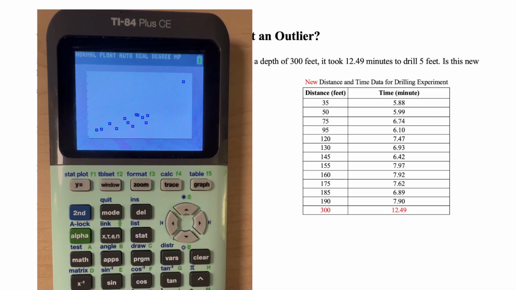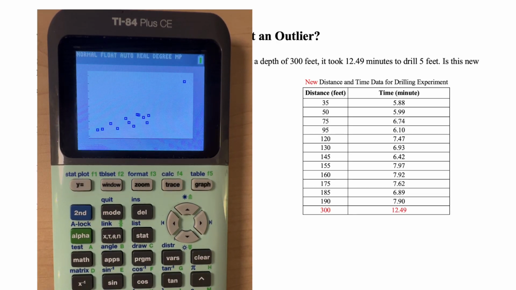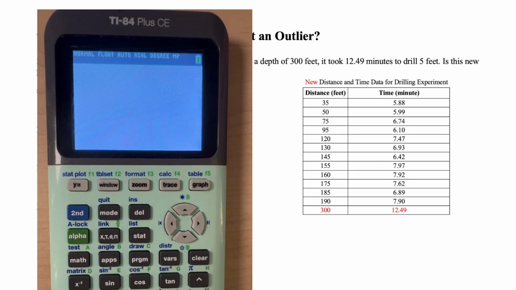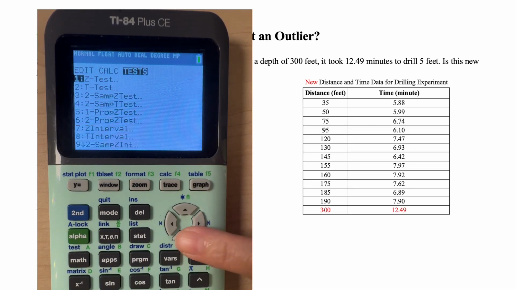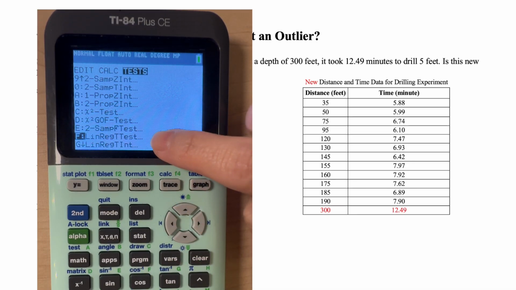To do that, I need to graph the regression line and also the line that is two standard deviations above the regression line and a line that is two standard deviations below the regression line. To find the regression equation and the standard deviation, go to Stat, Test, and go down to find LinRegTTest. This one.